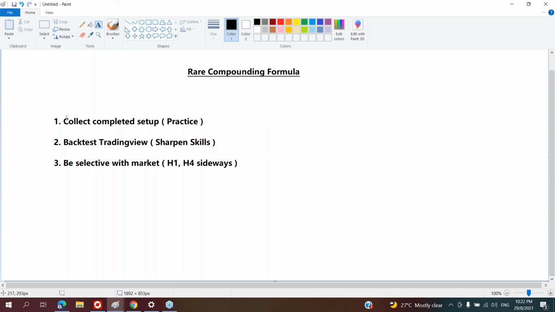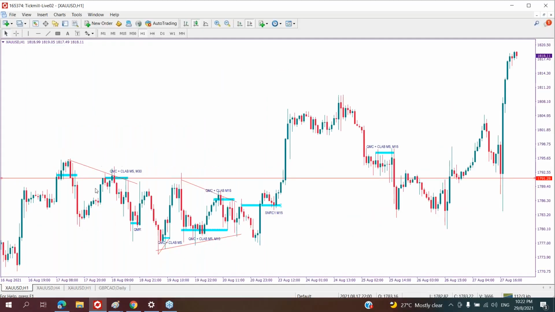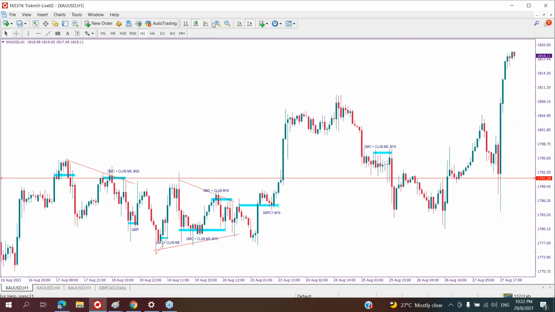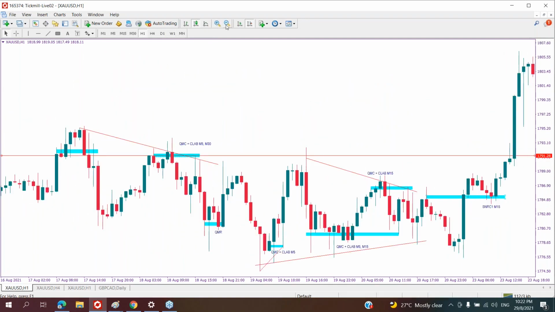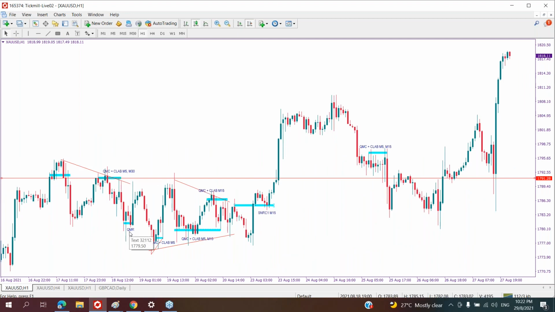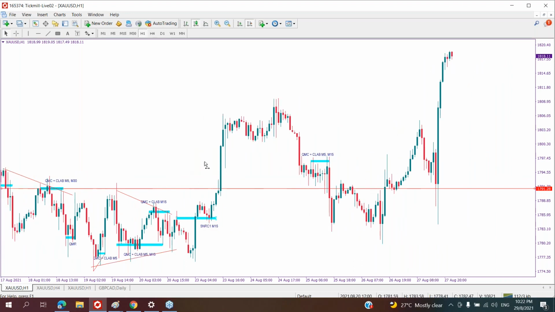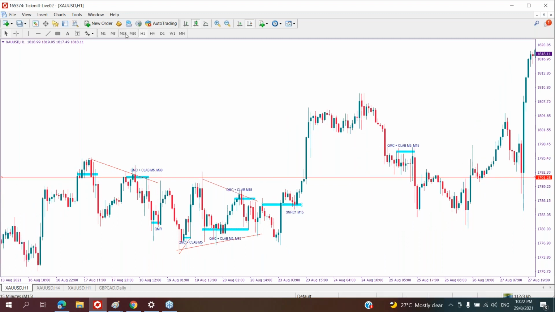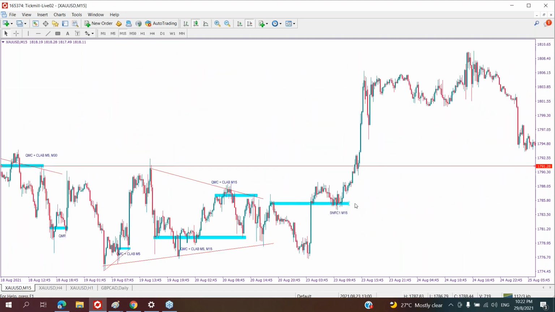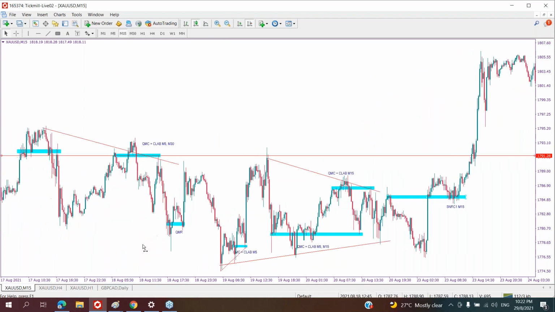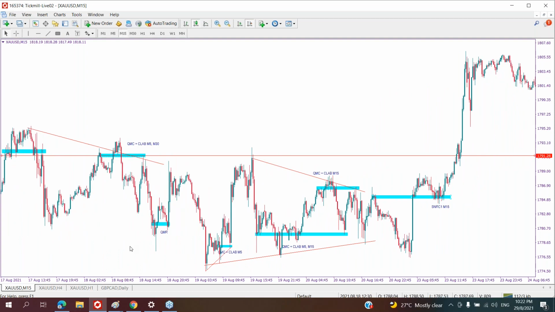How? Let me show you. Yes, this is how I collect the setups. This is in H1. We have QMR, QMC, QMC, QMC, clap, QMC. There were a lot of QMC two weeks ago, and we have SNRC1 and so on. So this is how I collect the setups. Actually, this is for me to practice and be familiar with the setups.